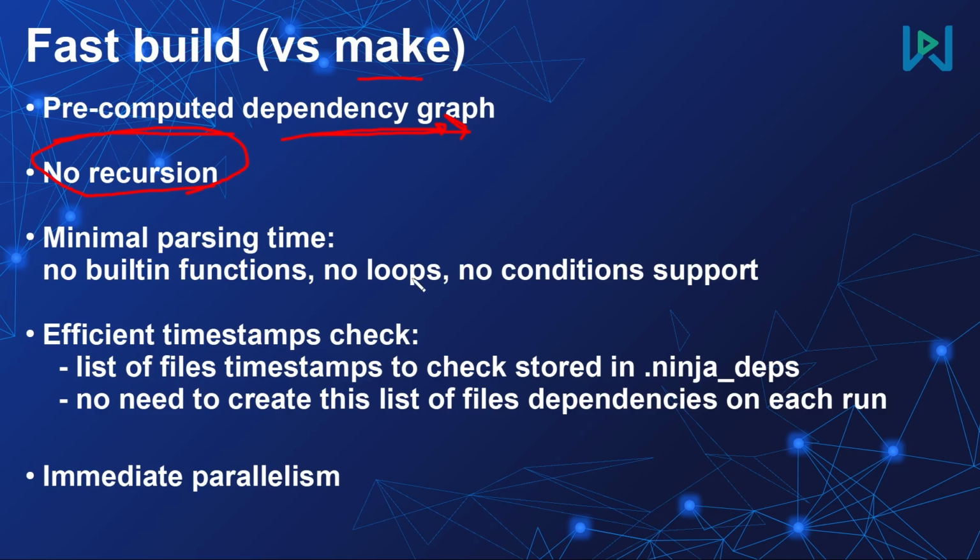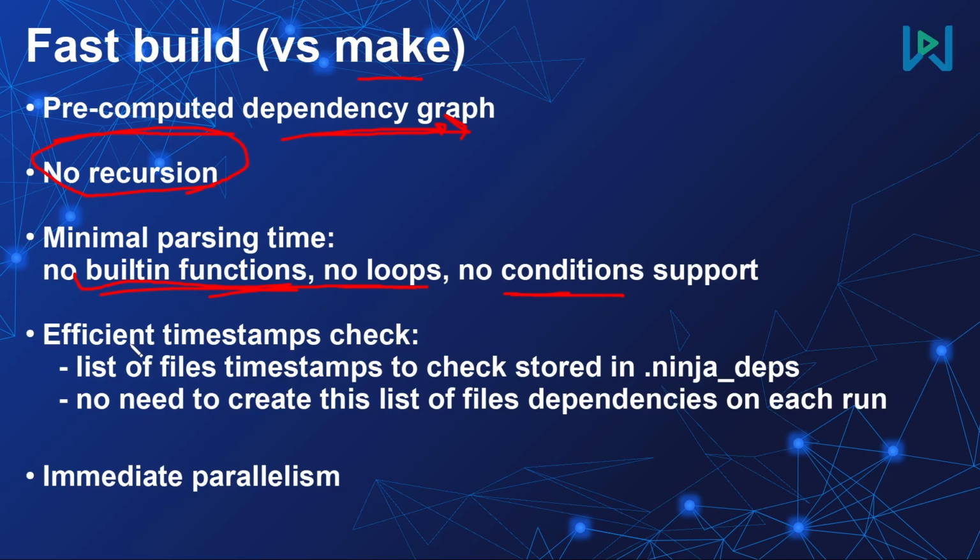We know that in makefile, we have support for if statement conditions, loops, and some built-in functions. Although those features offer certain flexibilities to the user, they slow down the overall build time. In fact, in a makefile, make needs to parse those conditions, loops, and built-in functions to be able to evaluate them. And this parsing adds extra overhead to our build time. To eliminate this parsing time, Ninja does not support all those features.